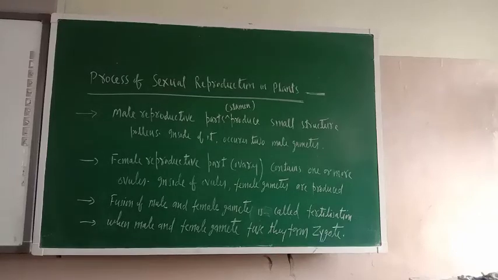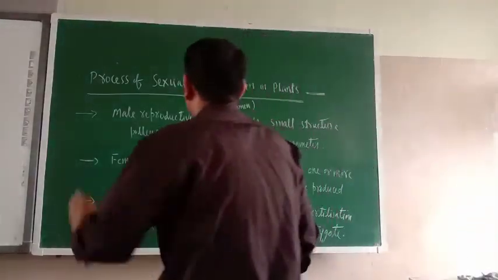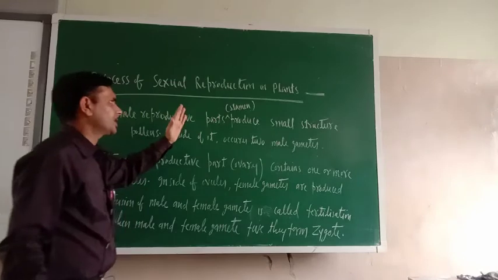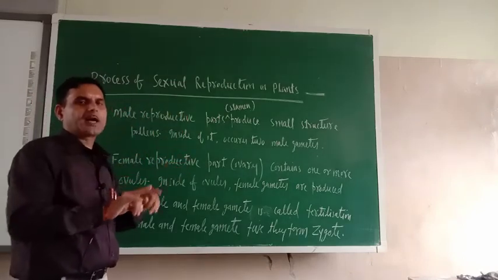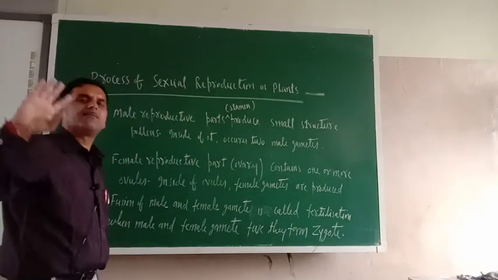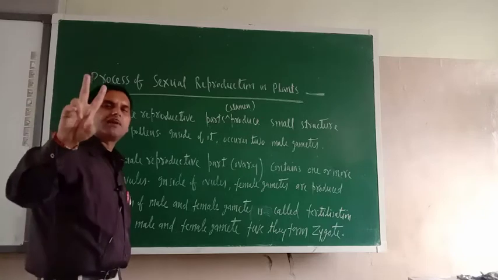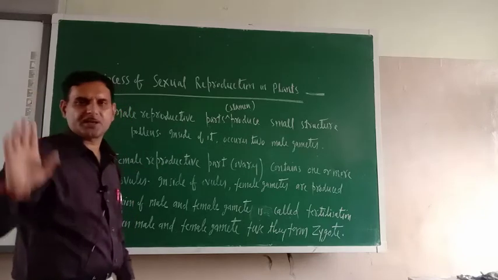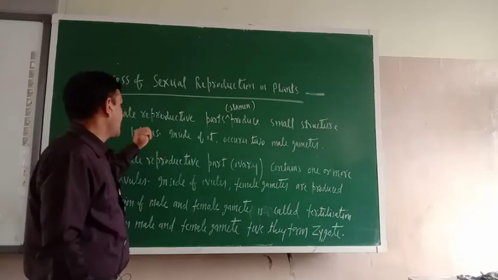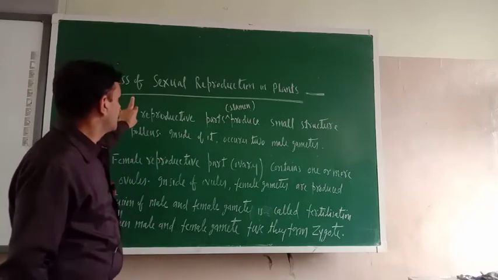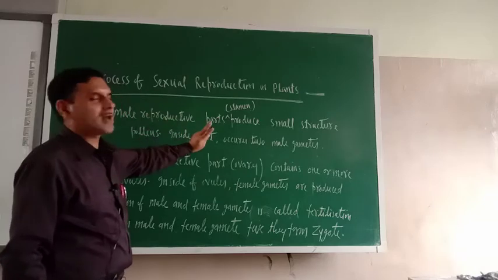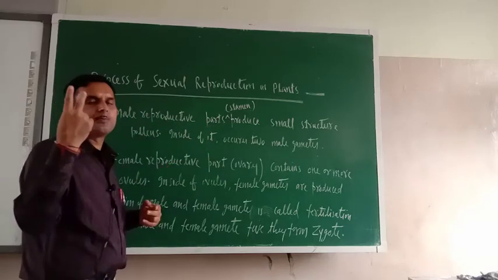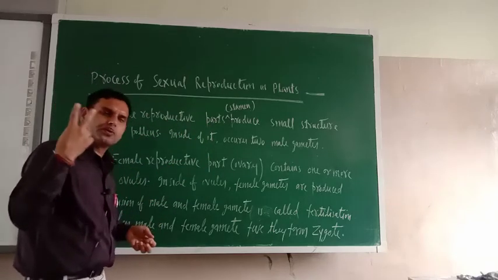So dear cadets, today I will teach you the process of sexual reproduction in plants. Yesterday I taught you the parts of flowers. In the flower basically two sexual parts are there, stamens and pistil. Okay. So just try to understand, before the process of sexual reproduction there are two important things. What are those two important things?